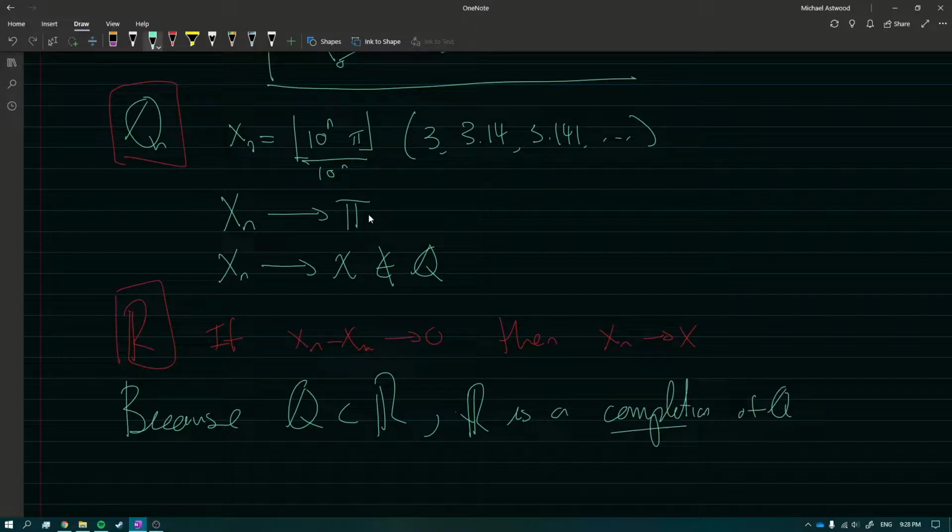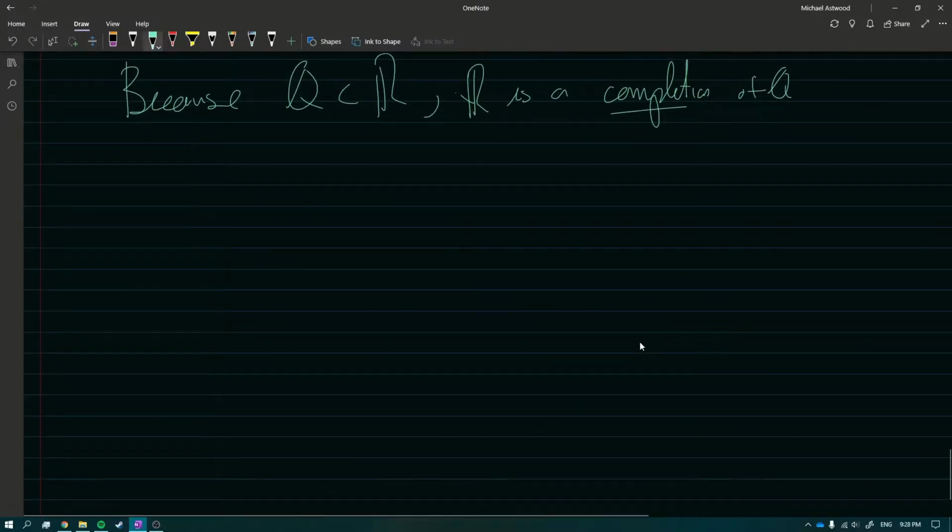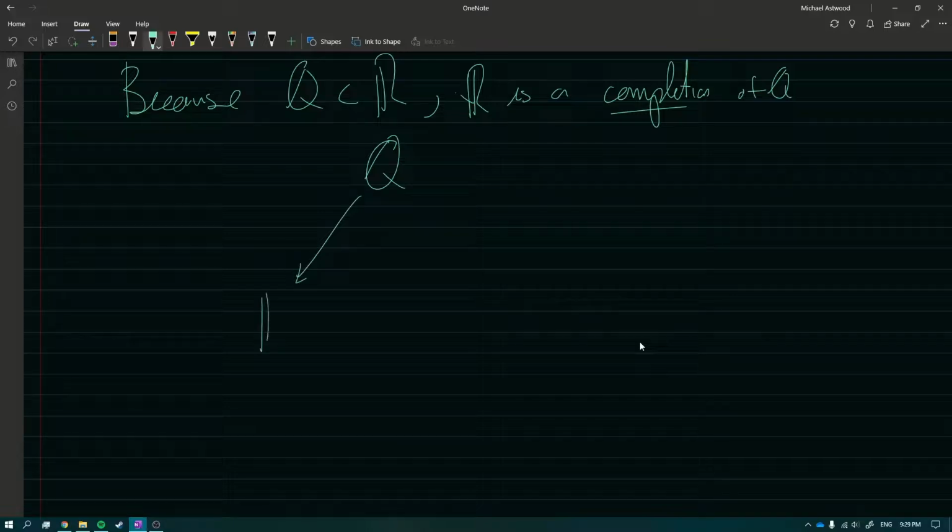Of course, this relies on the metric that we're using, because there's an absolute value here. So this is d of xn xm in general. If we chose a different metric for Q, we could get a different completion. So let's say we have the rational numbers, and we want them to be filled in. You want all the sequences to have a well-defined limit. Well, you can get R if you use d of x and y equals the absolute value of x minus y. But you can get other numbers.